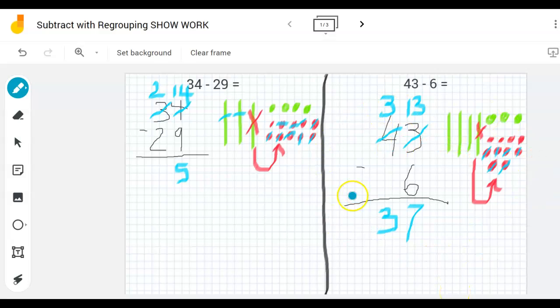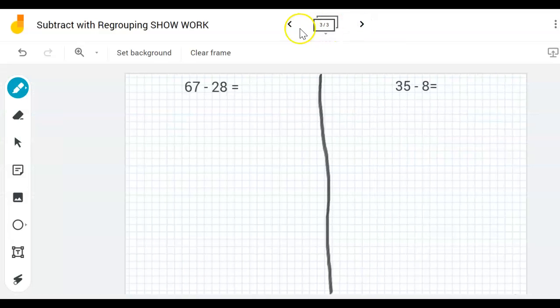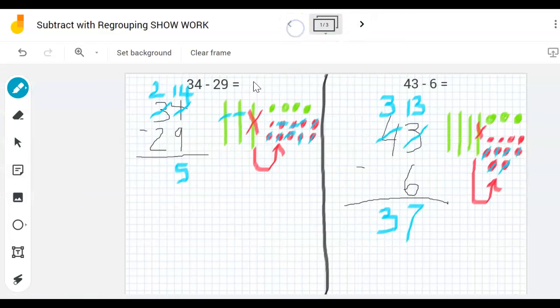So this is what you're going to do on the next 2 slides, is solve these problems the same way by writing them on top of each other vertically, making sure to line up your ones and tens, and drawing a model.